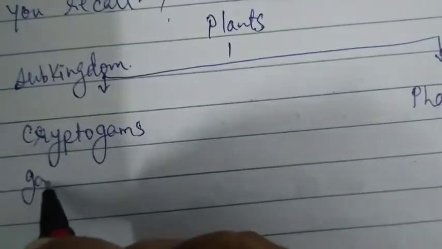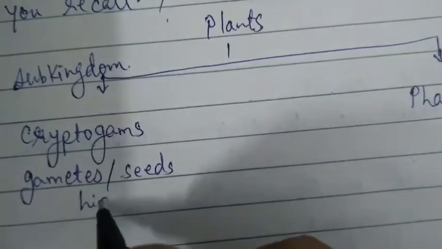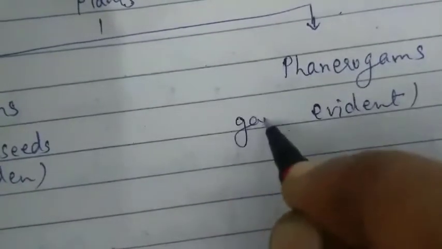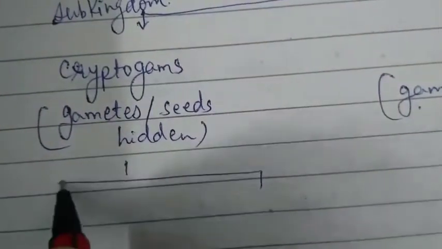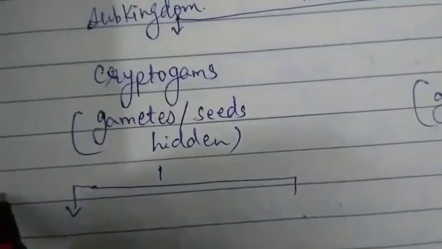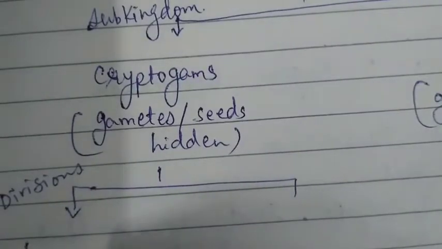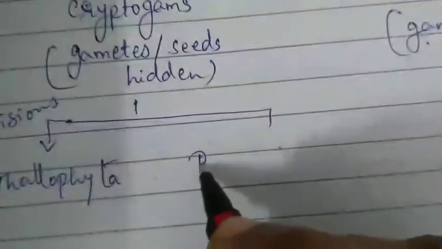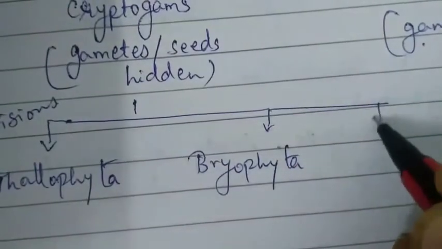Gametes or seeds are hidden, and here they are evident. Gametes are evident. Okay. Now subkingdom cryptogams is classified into 3 divisions. That is division Thallophyta, Bryophyta and Pteridophyta.